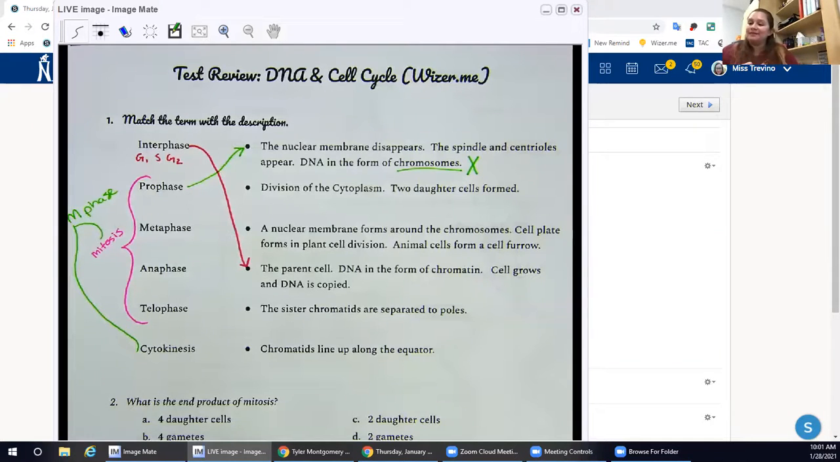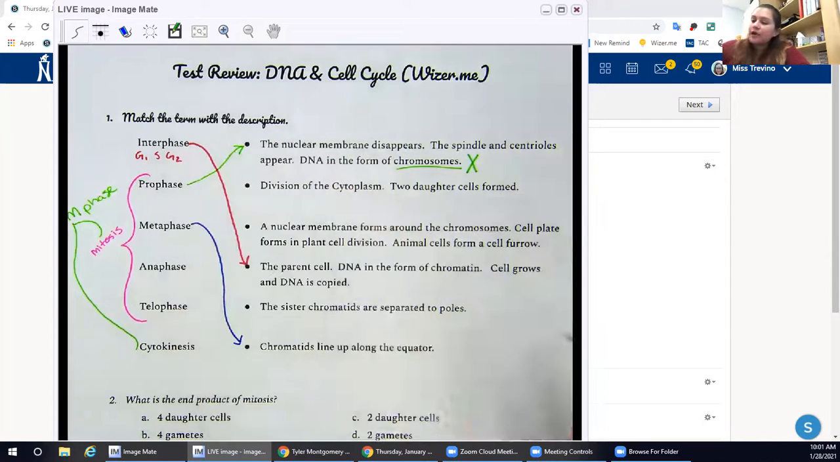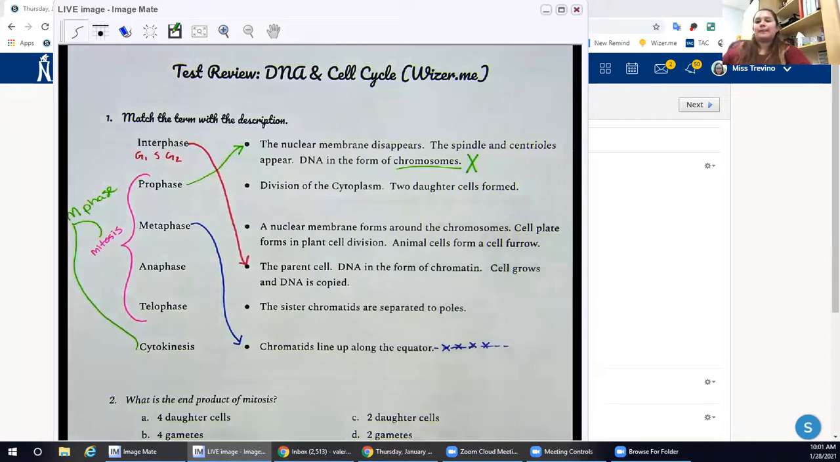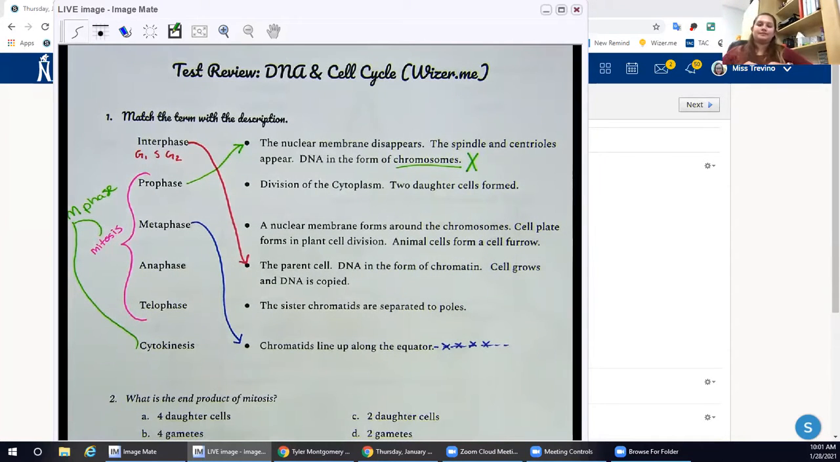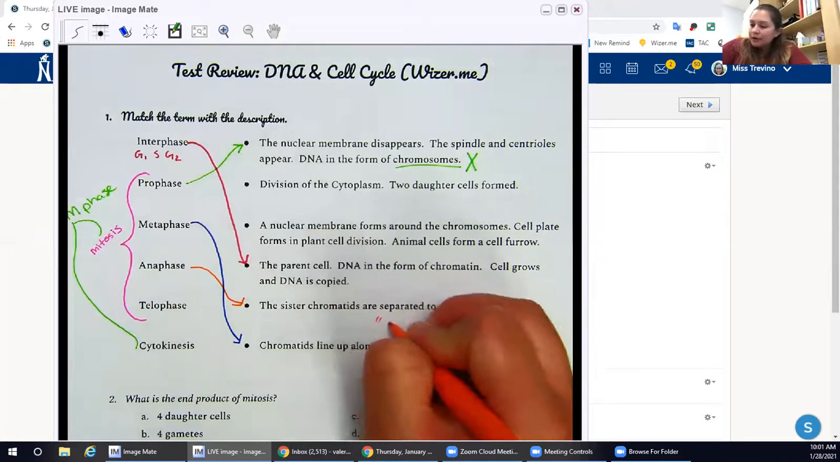In metaphase, the chromatids are going to start to line up along the equator line. They're all going to be in the middle. In anaphase, the sister chromatids are going to separate. They're going to come apart.